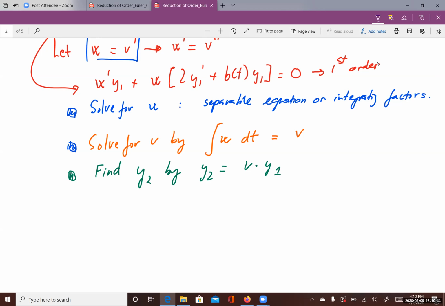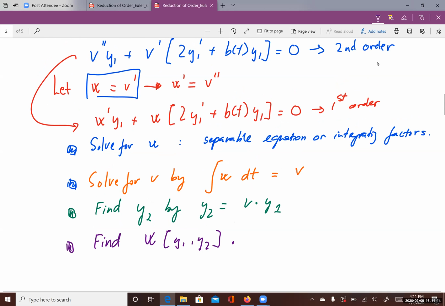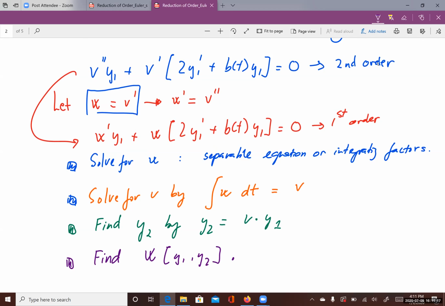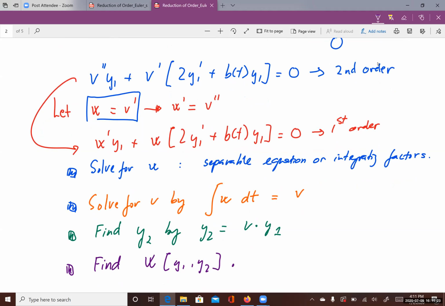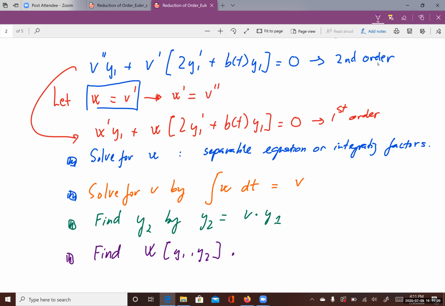And then the last step is to find the Wronskian of y1 and y2 to determine: if the Wronskian value is different than 0, then y1 and y2 form a fundamental set of solutions for the differential equation. Otherwise, it's not. So these are steps that you can use in order to solve second order linear homogeneous differential equations using the method of reduction of order.